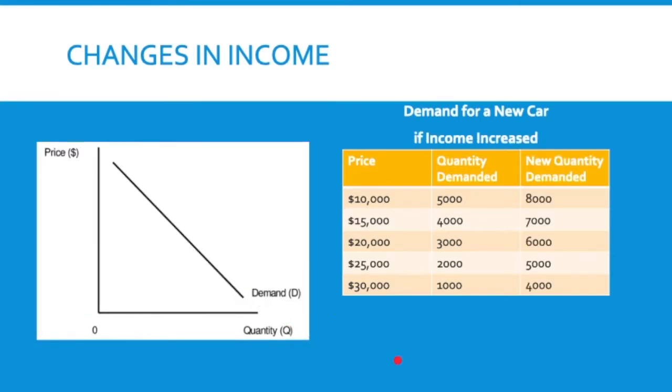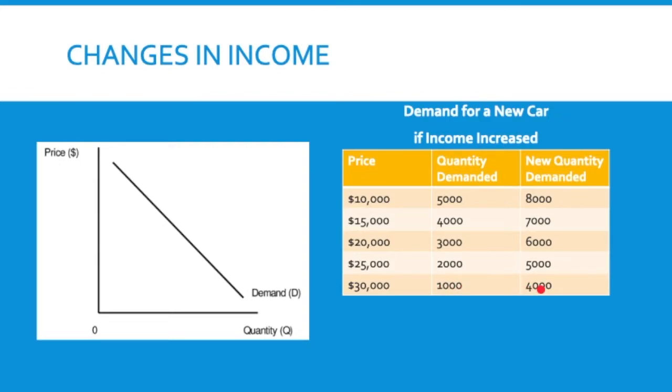If people's income changes. So let's say we look at demand for a new car if income increases. Say next year the economy is doing well, there are raises, tax breaks, whatever it might be, which means more money in their pocket. Then more people would be willing to buy cars at higher prices. So if income changed for the better, at $30,000 instead of just 1,000 people buying it, maybe 4,000 people would want to buy it.